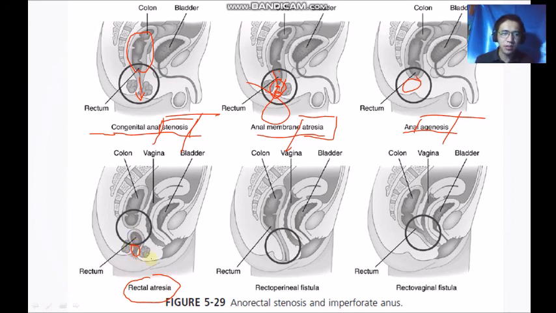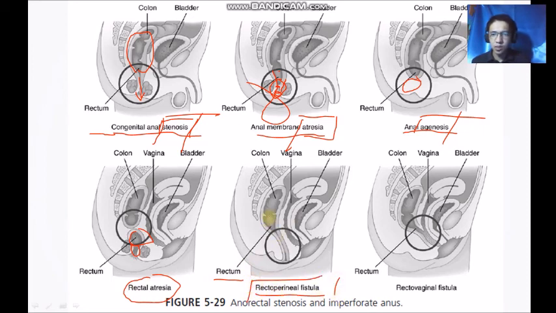The patient has an anus in the anal canal, but the rectum is cut off. Okay, so that means the distal rectum and the proximal rectum are not connected. So still, the fecal materials cannot pass through. And then, next, we have rectoperineal fistula.